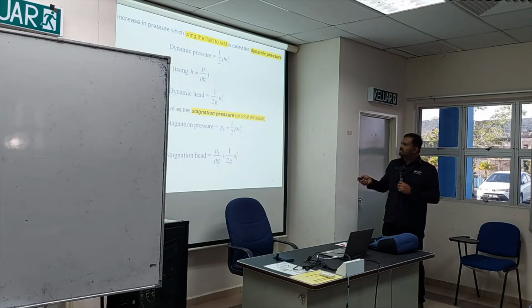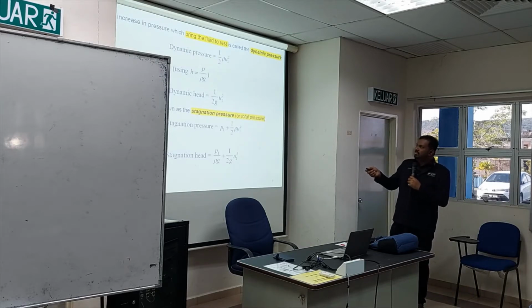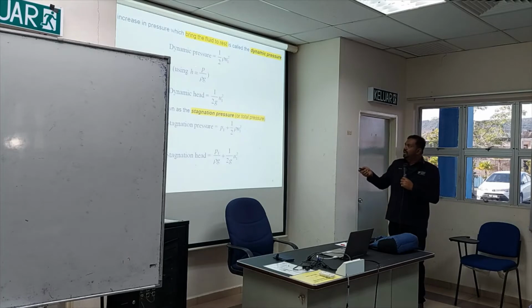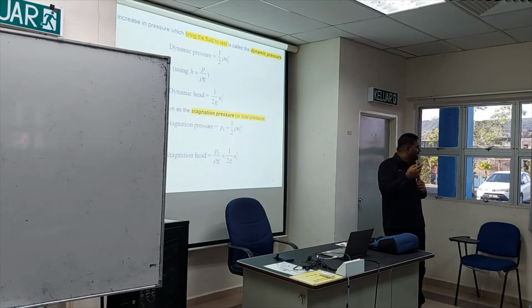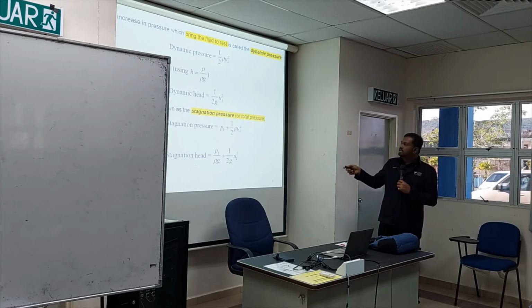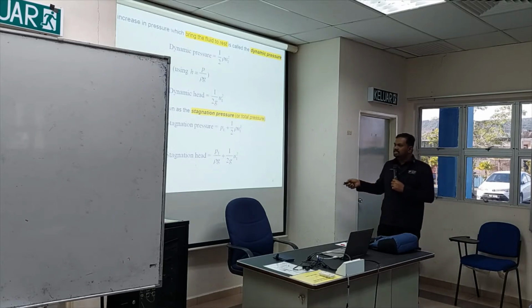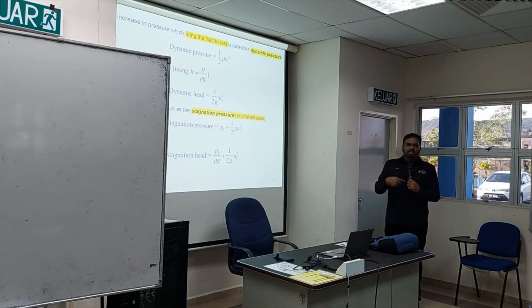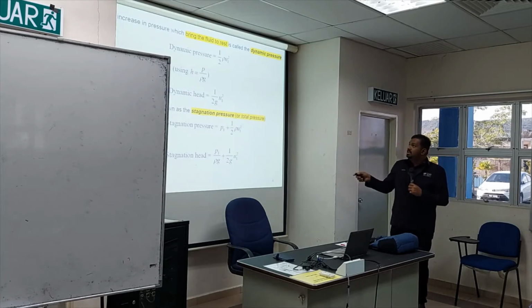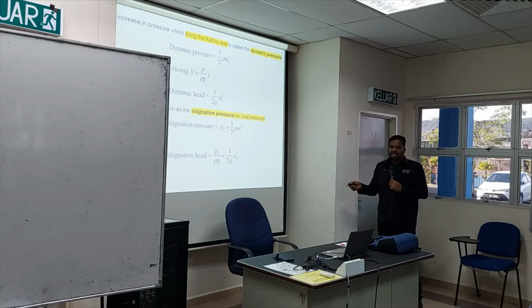Ataupun kita selalunya akan convert dia jadi dynamic head. So H equals P over rho g. So kalau you ganti yang ni dalam ni, so you akan dapat yang ni lah. Tapi selalunya dalam equation, in calculation or in your final exam, kita tak akan gunakan head, kita hanya gunakan pressure. So just highlight this lah. So yang ni just boleh ignore, just for your information. The dynamic head and your stagnation head is just for your information. So kalau you nak gunakan dalam calculation nanti pun hanya dynamic pressure and also stagnation pressure.